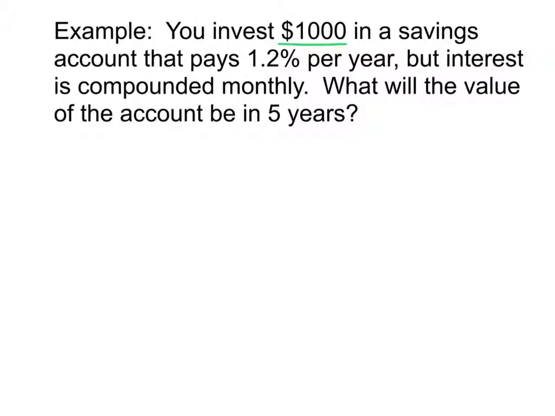It's a savings account that pays 1.2% per year. Now, it's tempting to think all you have to write down is 1.2%. But because we're now changing the time frames here, it's going to matter to say that it's 1.2% per year. Because you'll notice the next thing is interest is compounded monthly. You need to write down that it's compounded monthly. Sometimes you'll be told that it's 1.2% per month. That would change how we handle the situation. So we need to know that that interest rate is per year, but that we're compounding monthly.